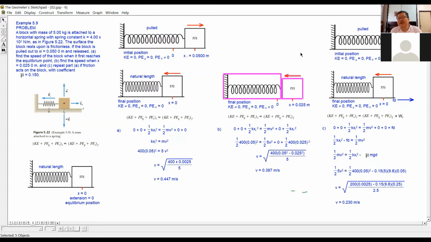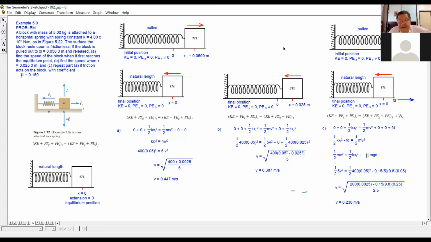The block is frozen at this position, and we try to analyze what is the energy in this case. What is the total energy in this case? And we try to find, using this energy equation, how much is the velocity before it reaches the equilibrium position. Somewhere before, halfway. This is 0.05, this is 0.025. So actually it's midway between the initial position and the equilibrium position. So how much is the velocity?